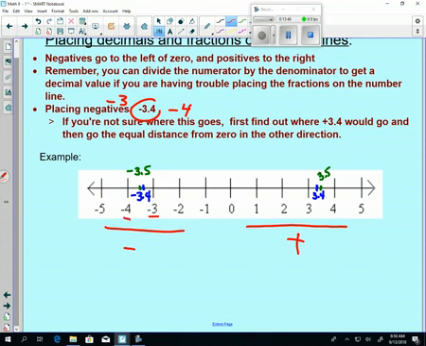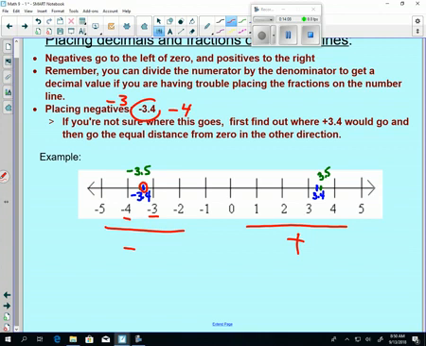Well, that's almost half, eh? If we were to go directly half, it would be minus 3.5. But 3.4 is a little bit smaller, so we go to 3, and we stop just before we get to the 3.5, and there is our point for minus 3.4.